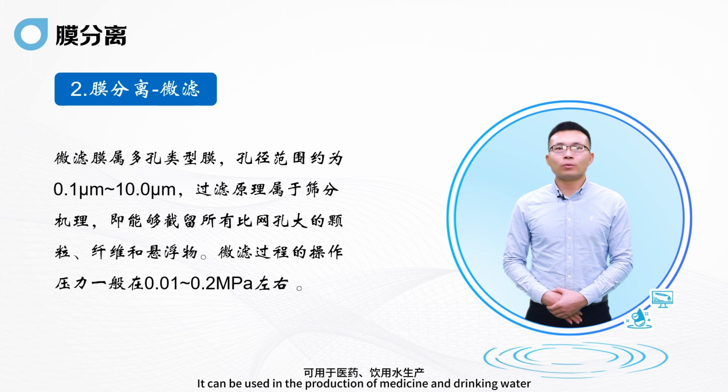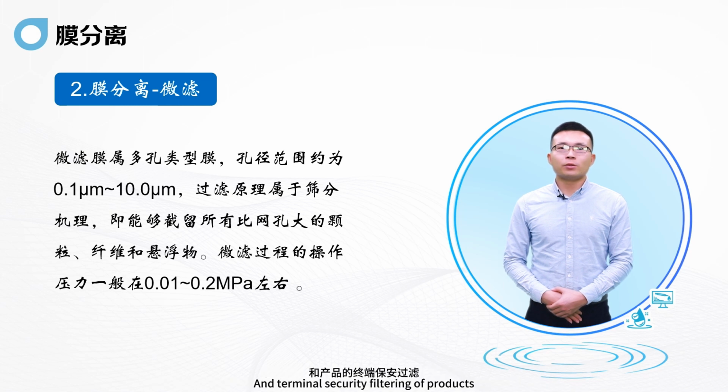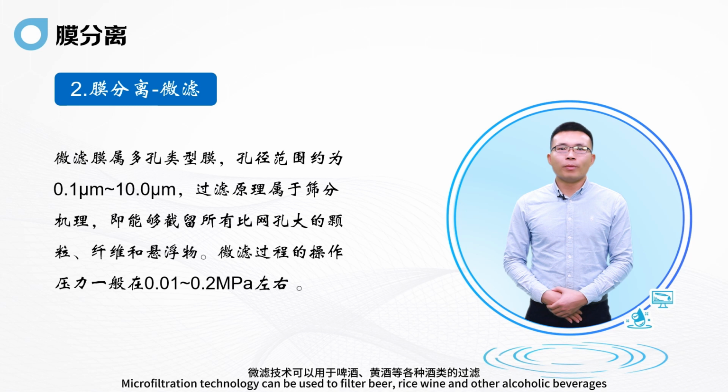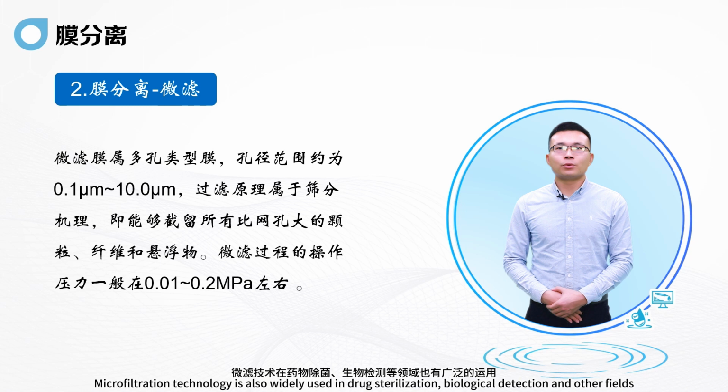It can be used in the production of medicine and drinking water. In the preparation of ultrapure water in the electronic industry, microfiltration can be used as pretreatment for ultrafiltration and reverse osmosis, and for terminal security filtering of products. Microfiltration technology can be used to filter beer, rice wine, and other alcoholic beverages, to remove yeast, mold, and other microorganisms, clarify the product, and extend the storage life. It is also widely used in drug sterilization, biological detection, and other fields.